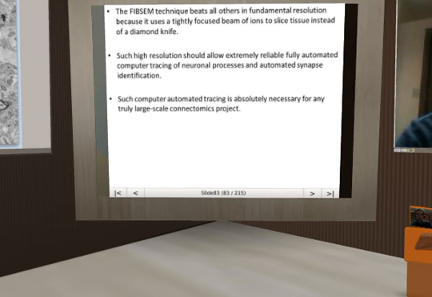It's definitely the case that in 40 nanometer thick sections or 30 nanometer thick sections you can trace everything within these sections. But if you have even better resolution, down to 10 nanometers and below, it makes the computer algorithms for tracing these circuits much, much easier.